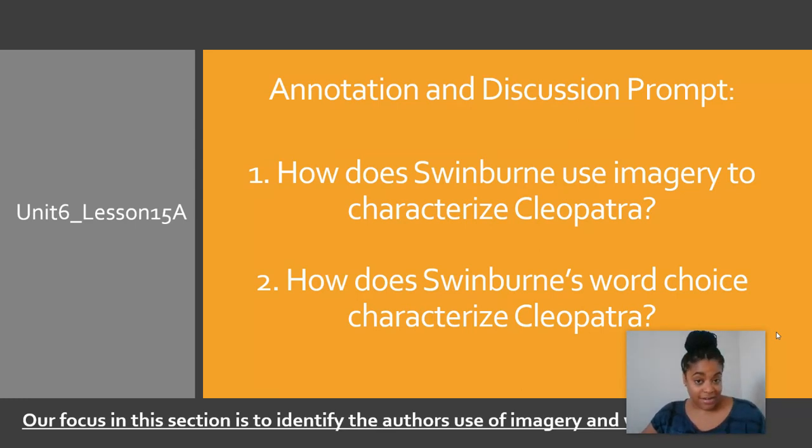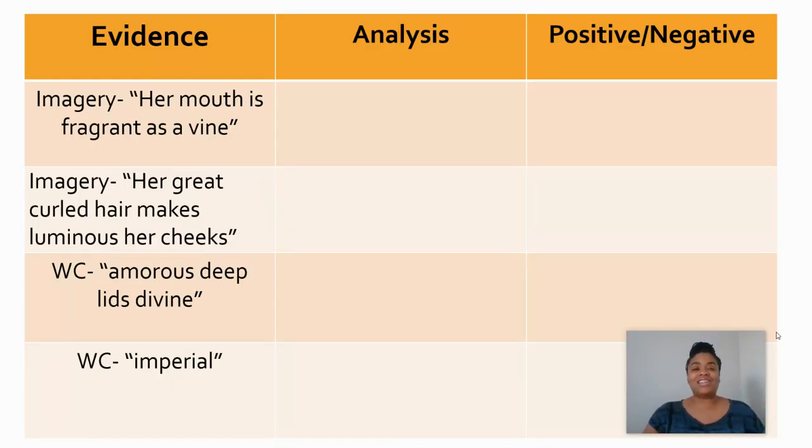It should be on our T-chart. We're going to analyze first, and then determine if it has a negative or positive connotation. So scholars, in front of you, you should have a T-chart that looks very similar to the T-chart on your screen. Our very first piece of evidence under imagery is "her mouth is fragrant as a vine." Again, that piece of evidence is "her mouth is fragrant as a vine."